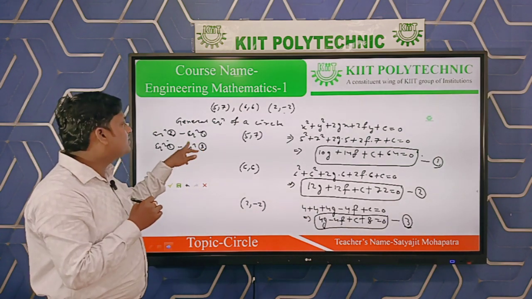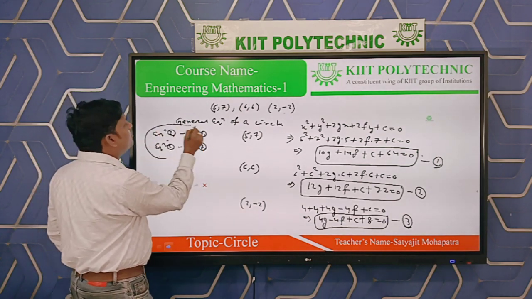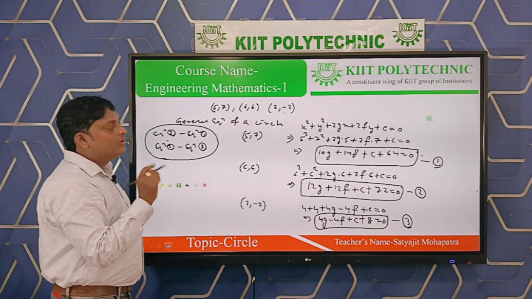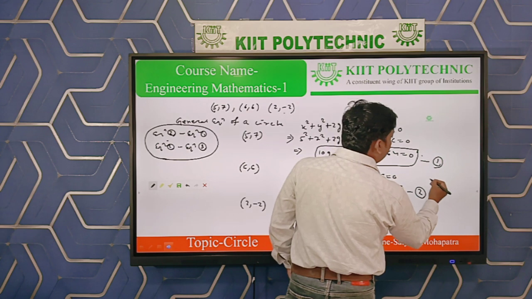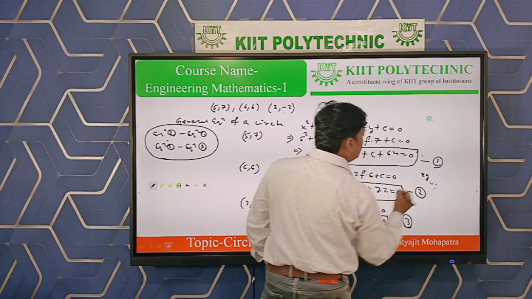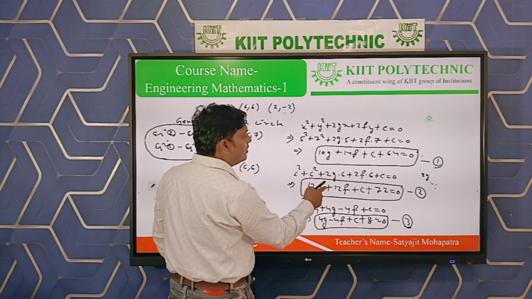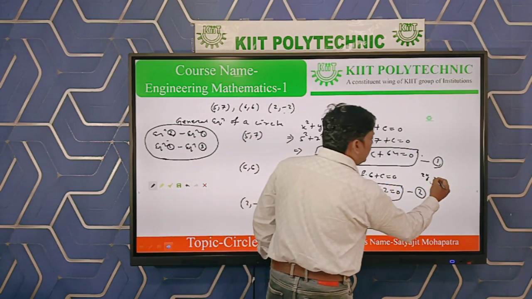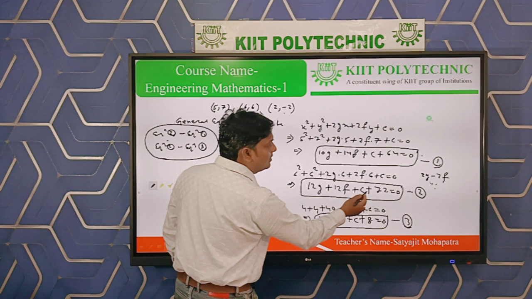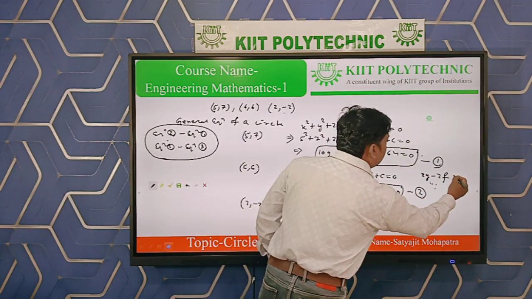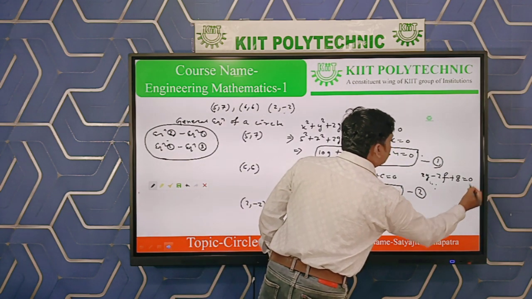First do these two things. All of you see, 12g minus 10g will give you 2g. 12f minus 14f will give you minus 2f. Plus c minus c cancel. 72 minus 64 becomes plus 8 equals to 0.